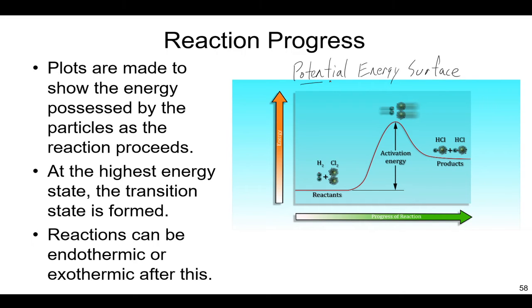Okay, because it is about the potential energy, more about the energy stored within the chemical bonds than it is about the kinetic energy of them slamming together, right? When they're slamming together, you're changing that kinetic energy of the collision into potential energy, that energy necessary to break and reform chemical bonds. Okay, so this potential energy surface here is the plot that's showing how the energy is possessed by the particles as the reaction proceeds.